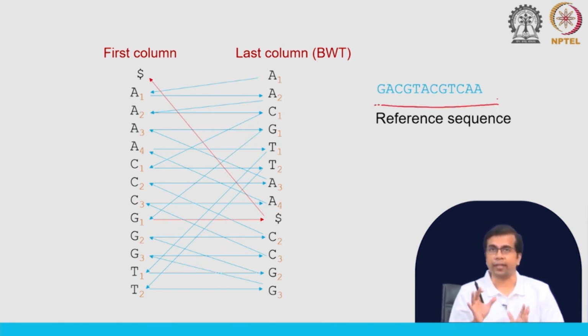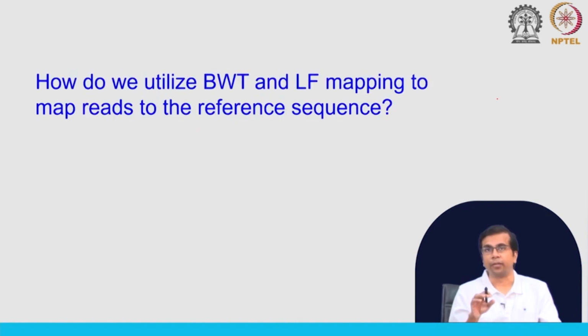So, hopefully, it is clear how we can utilize this information of BWT and the first column using LF mapping to generate the original reference sequence. Okay. So, it means this is a very efficient way of storing the genome information. Just storing the BWT can give you the reference genome sequence, and it can help in read mapping. We will see how we can utilize this information and the last-first mapping property to map reads in the next class.